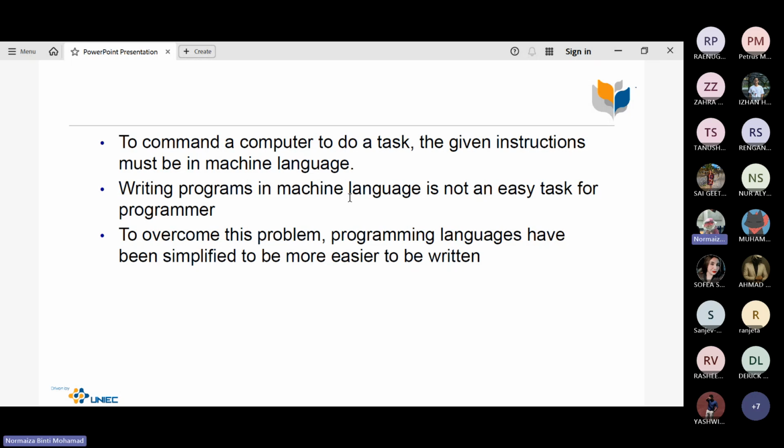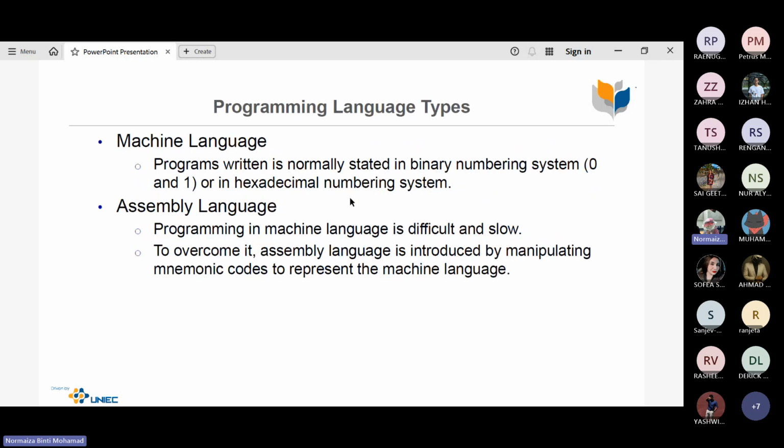So to overcome this, we have an easier programming language to make it more simple and easier to write. Before the language that we have today, we had other much harder types of language. So here are the different types of programming language. First one, of course, is the machine language. That's the one where we use binary numbers. The program is written by using the binary number 0 and 1 or the hexadecimal numbering system.